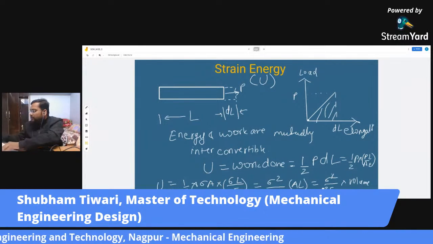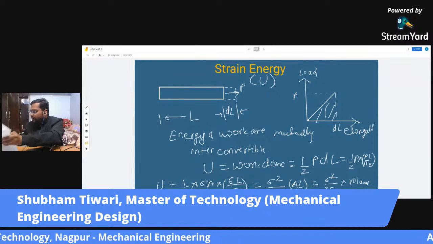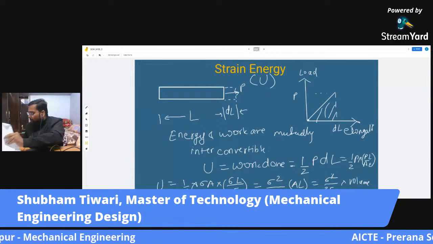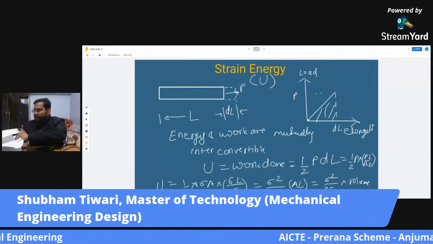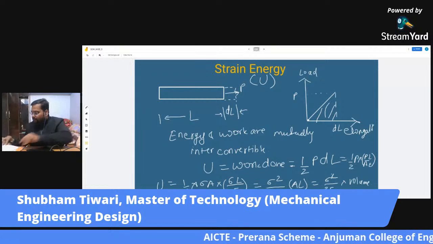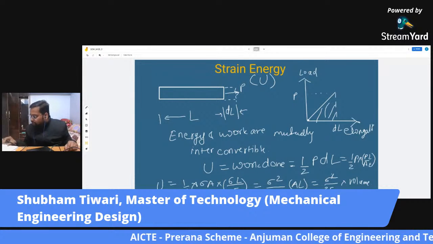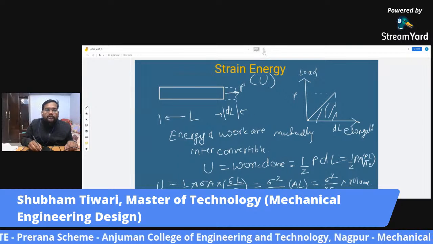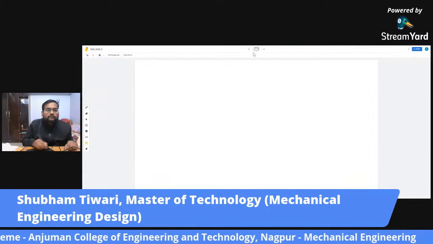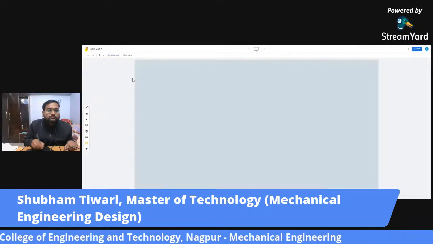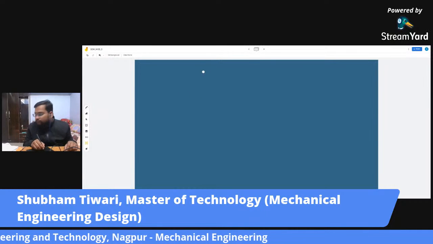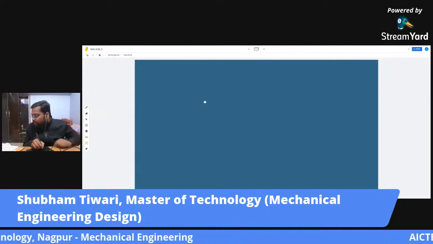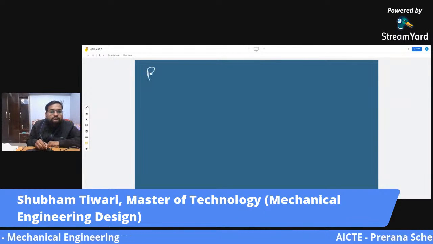Now there is an additional terminology that I want you to remember, which may get asked in fill in the blanks type of questions. There is a terminology known as proof resilience.